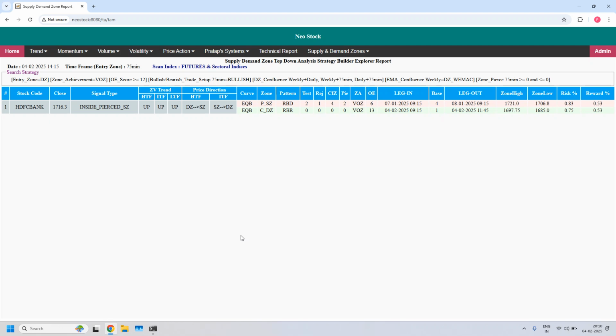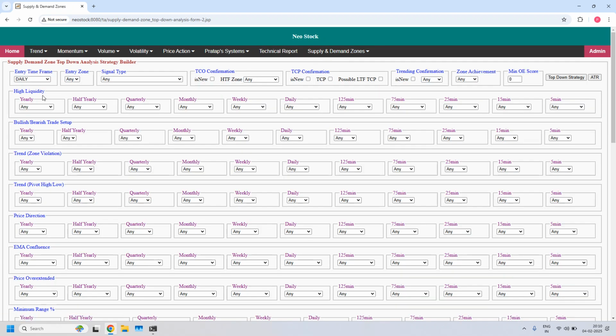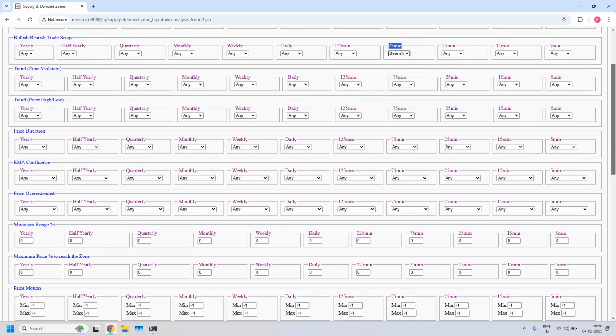Okay, next let us look for, this is bullish trade setup for weekly income trade. Next, bearish trade setup for weekly income trade. Entry time frame 75 minutes, entry zone supply zone, and in bullish or bearish trade setup at 75 minutes time frame, I am selecting bearish, and 75 minutes supply zone we should set 3 filters.